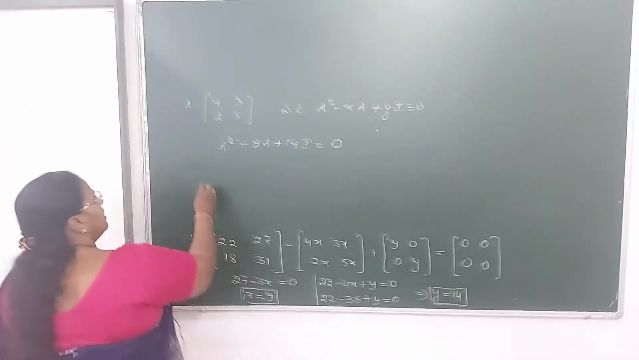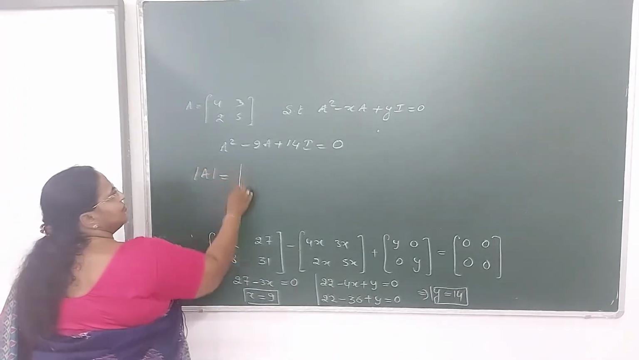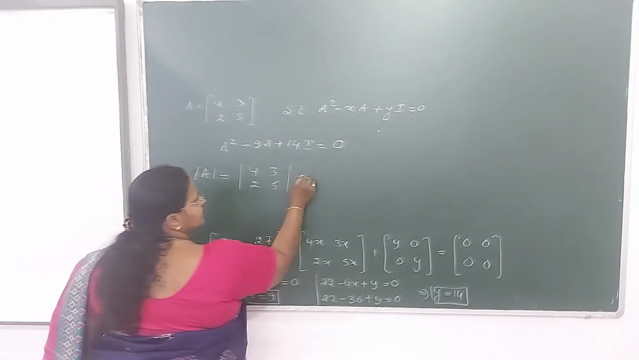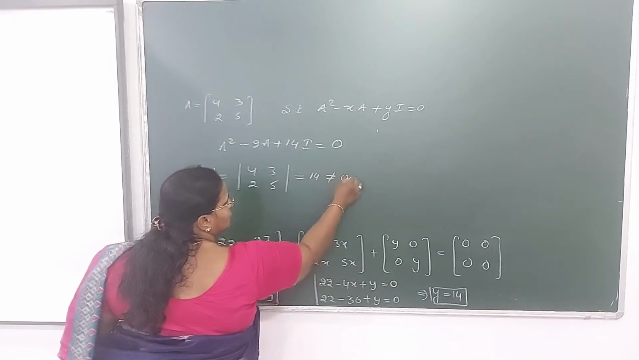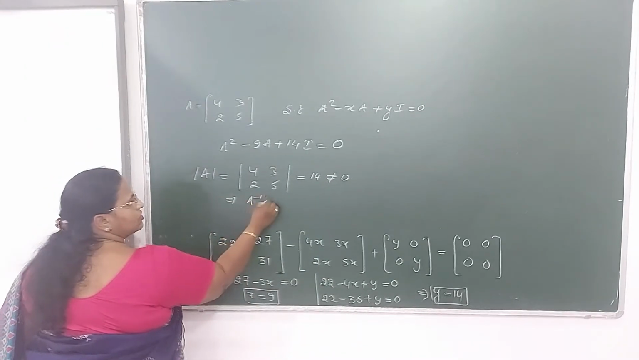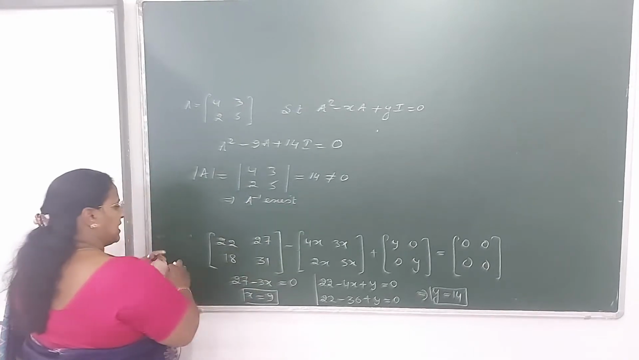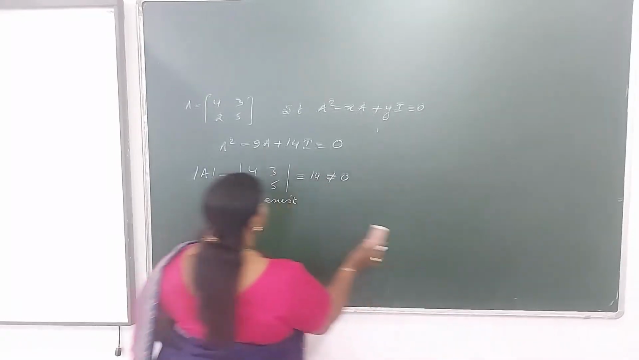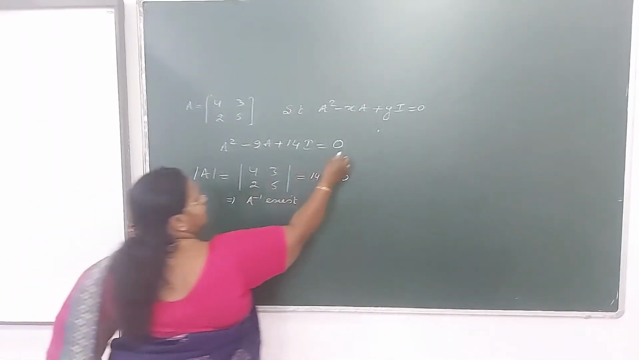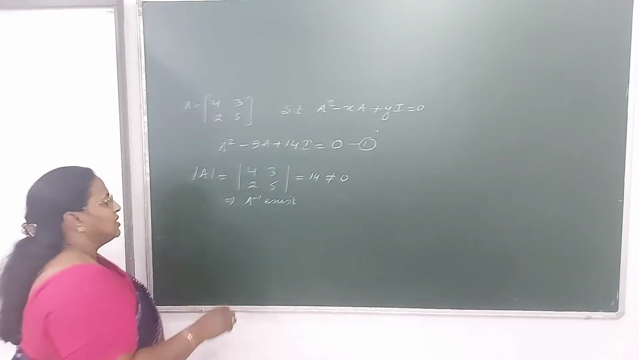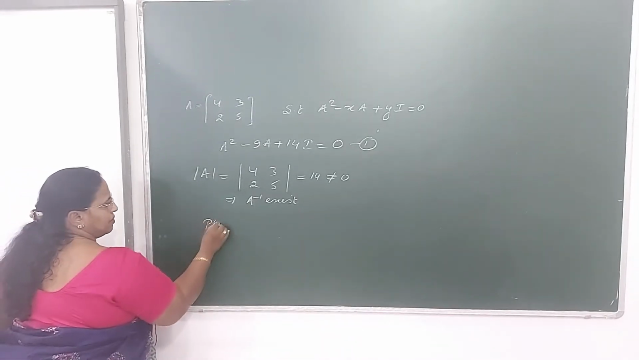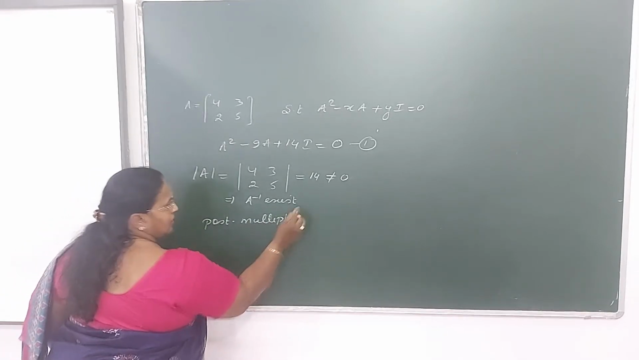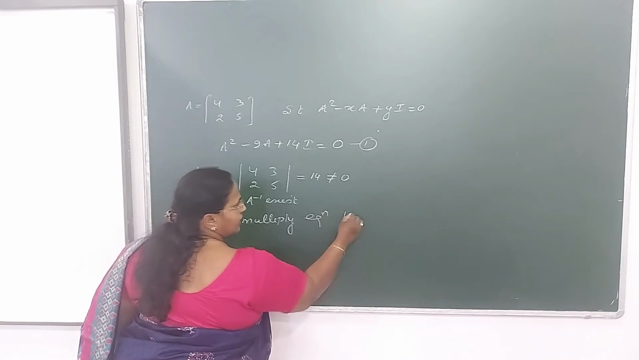So for that, let us find the determinant of A. What is the determinant of A? It's [4, 3; 2, 5], so it's coming 20 minus 6, it's 14. That means not equal to 0. So this way A inverse exists. So this condition is very important. Now pre-multiply or post-multiply equation 1 by A inverse. So let us go for post-multiply this time. So post-multiplying equation 1 by A inverse.